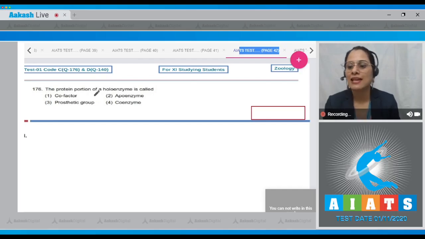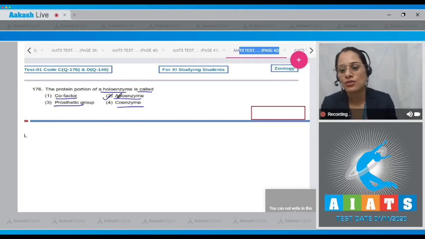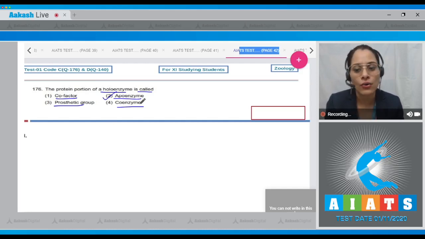Question number 176. The protein portion of a holoenzyme is called, and the options are cofactor, apoenzyme, prosthetic group, coenzyme. And the correct answer to this question is option number 2. Apoenzyme is the proteinaceous part of a holoenzyme.